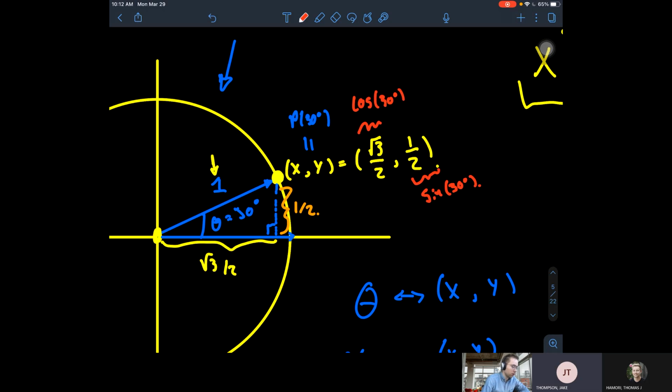So cosine is just the word we use. The cosine of 30 degrees is the terminology we use to express the x-coordinate of the point on the unit circle which the angle 30 degrees points at. And likewise, sine of 30 degrees is just the terminology which we use to describe the number which is the y-coordinate of the point on the unit circle which gets pointed to by the angle 30 degrees.